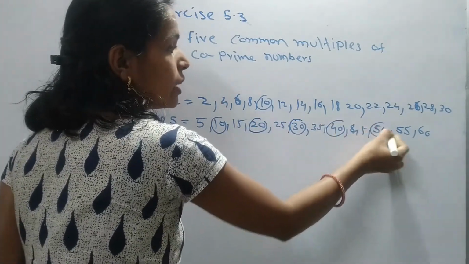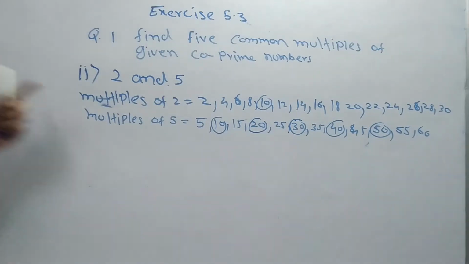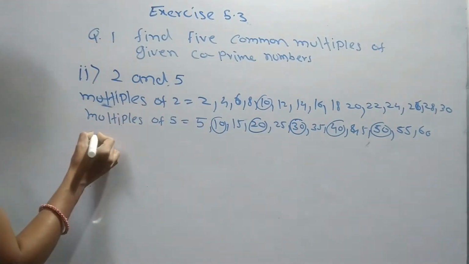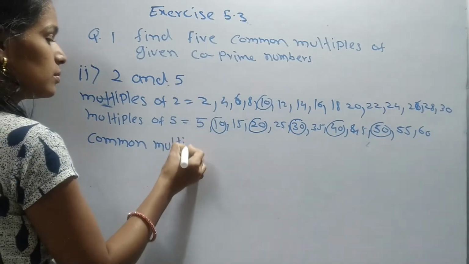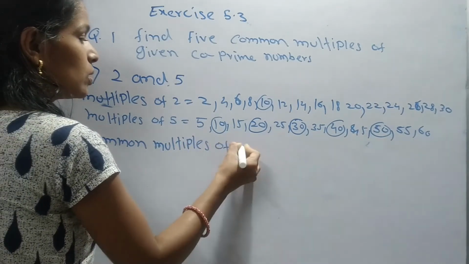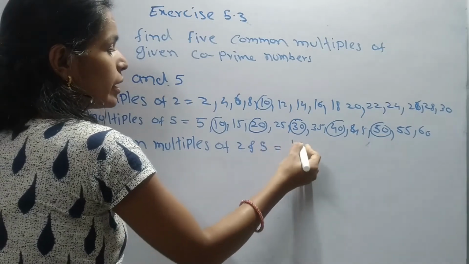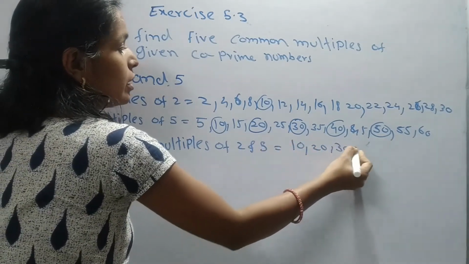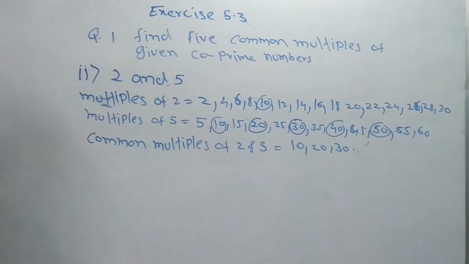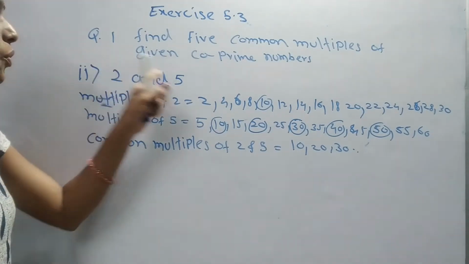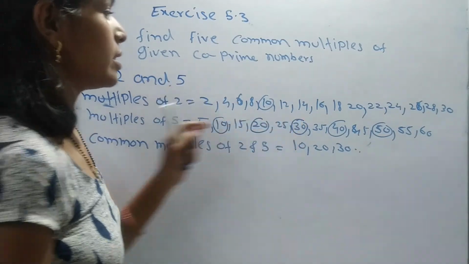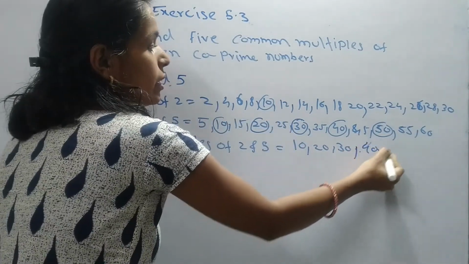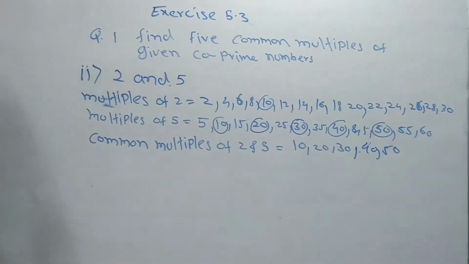So what will be the common multiples? They are the multiples of 10: 10, 20. So the common multiples of 2 and 5 are 10, 20, 30, 40. Okay. If you observe this, you will see that 2 fives are 10. It's the first multiple of the co-prime numbers 2 and 5, and further multiples are multiples of 10.